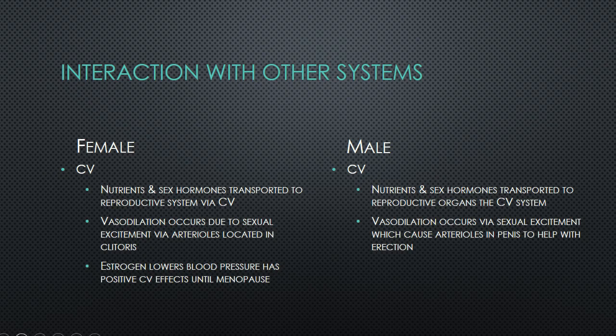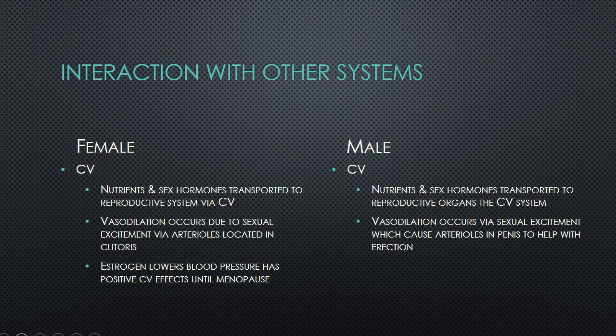So our interaction with other systems. In the female, the cardiovascular system is in charge of nutrients and sex hormones transported to the reproductive system. So your cardiovascular transports these hormones and nutrients. You have vasodilation, which occurs in the clitoris due to arterioles, and estrogen, which lowers your blood pressure, and it has a positive effect on the cardiovascular until menopause.